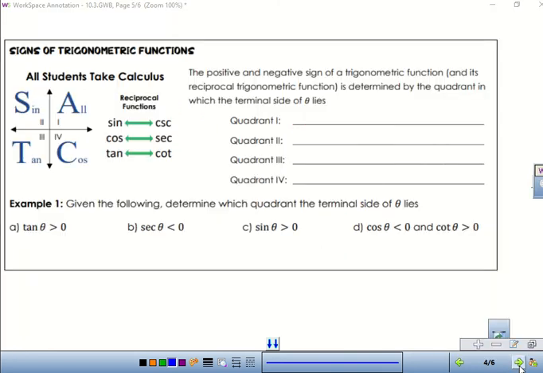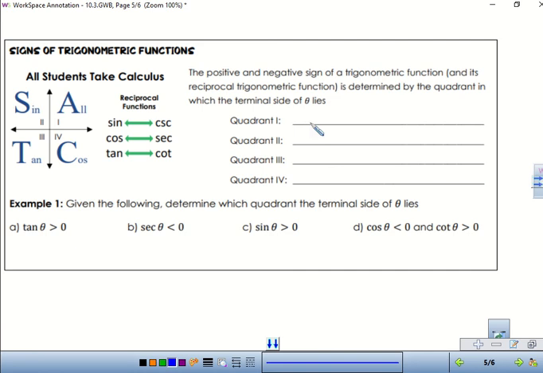Alright. So now we're going to talk about signs of trigonometric functions. So basically, you know how each quadrant has rules, what's positive, what's negative? That actually corresponds to the trig functions as well. So the positive and negative signs of a trigonometric function and its reciprocal trigonometric function is determined by the quadrant in which the terminal side lies. So basically sine and its reciprocal, they always go together. Its reciprocal follows its original, like a follower. So each quadrant has rules.